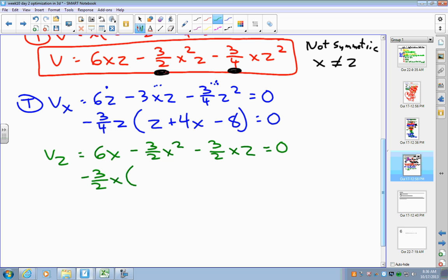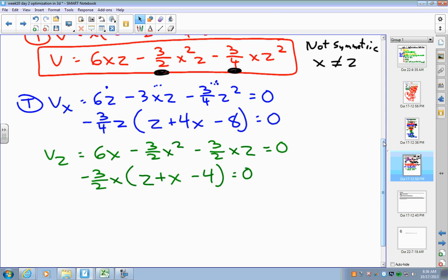Okay. And I have a z. Again, I'm writing it backwards. I have a z plus an x. And if I take 3/2 out of 6, that should be 4 left over, and a minus 4.